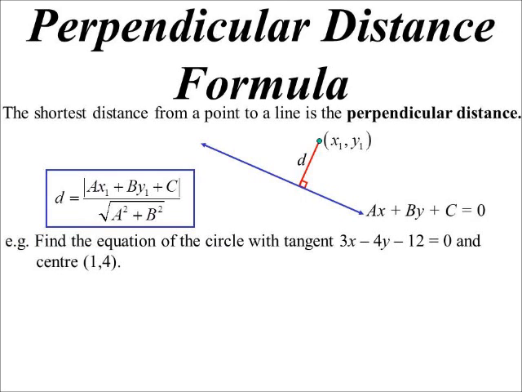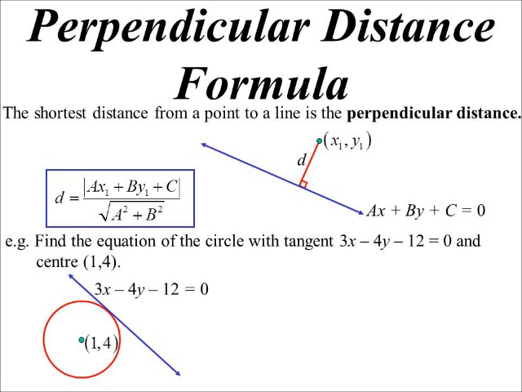It's useful for something like this. We want to find the equation of a circle. We're told the tangent is 3x minus 4y minus 12, and the centre of the circle is (1, 4). Now you have to remember a bit of geometry for this, but if you remember from geometry, the radius is always perpendicular to the tangent at the point of contact. So if we've got a circle, centre (1, 4), there's my line, the radius is always perpendicular to the tangent, so really we're just saying, well, the radius is the perpendicular distance. Once we know that, we should be able to get an equation for our circle.